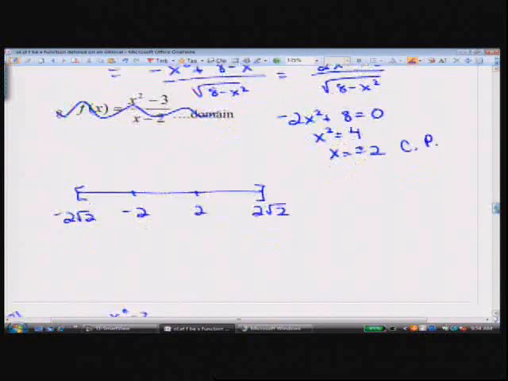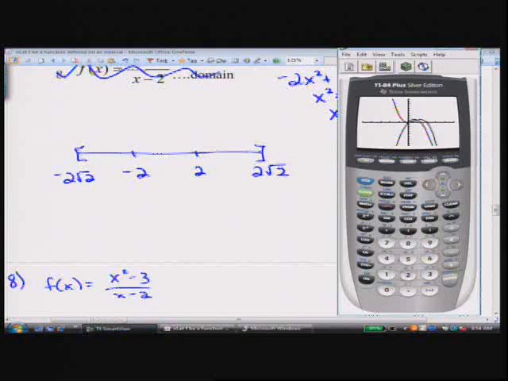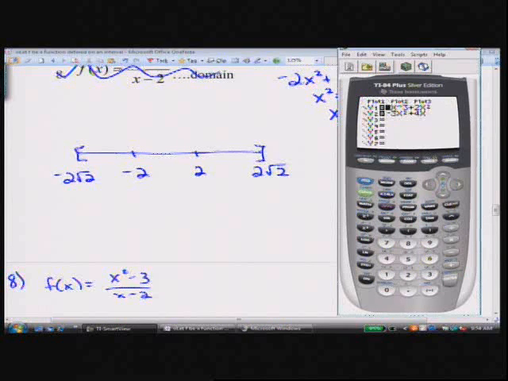So what is 2 square root of 2? It's like 2.8. So we could test 2.5. Okay? And so, I mean, when you're working these, I kind of do them with my calculator as a tool to help me because I don't want to be here all day, but you kind of have to just be okay with what you're doing. My derivative was negative 2, make sure you put it in parentheses, negative 2x squared plus 8 divided by the square root of 8 minus x squared.